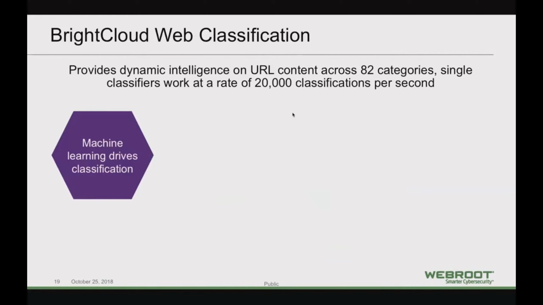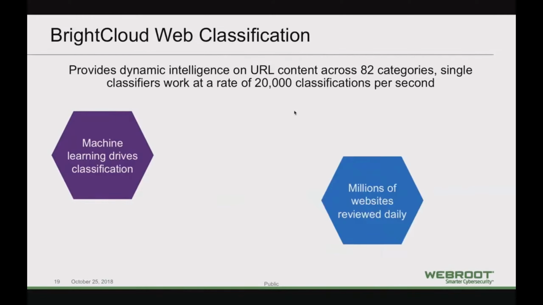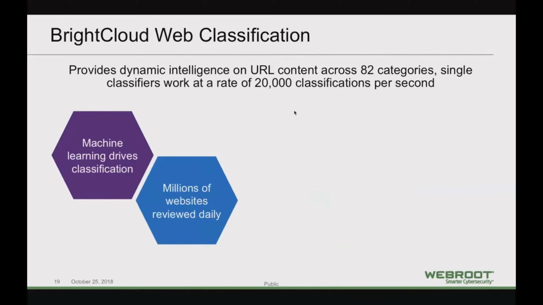Okay, our machine learning drives our classification. Like I said, we have evolved now to 5th generation machine learning called maximum entropy discrimination. We do millions of websites every day. Every single one of our crawlers is able to classify as much as 60,000 web pages per second, and we have thousands of those running, so you can see how it scales up.